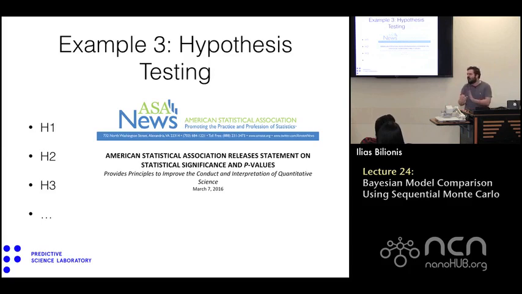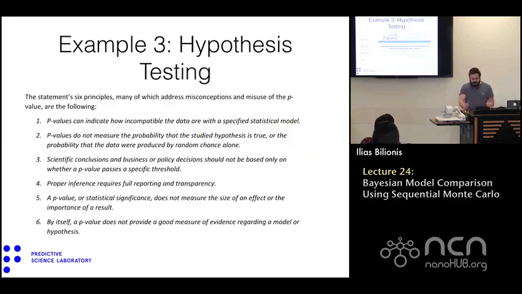Now, if you don't know what it is, everything I'm going to say in the next slide is not going to make any sense to you. But if you do know what it is, then here are some of the problems with p-values that have been identified by the American Statistical Association. Let me just read you a few things. P-values can indicate how incompatible the data are with a specified statistical model. And that's exactly what they do.